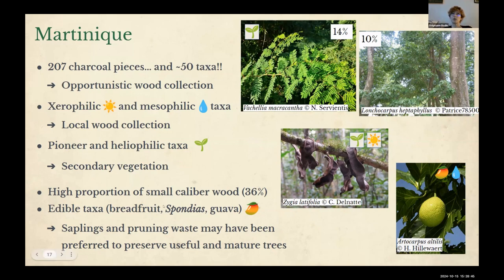We were thinking, why would people cut wood from trees providing guava or breadfruit, which is, by the way, imported from Polynesia? And so we thought, okay, maybe it's pruning waste from these trees. And so people might have chosen this kind of wood management to preserve the mature trees and the useful trees.